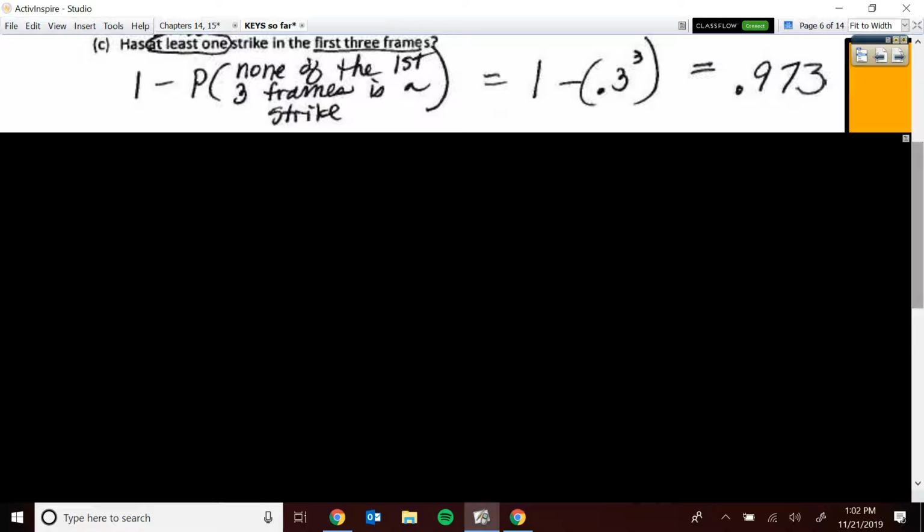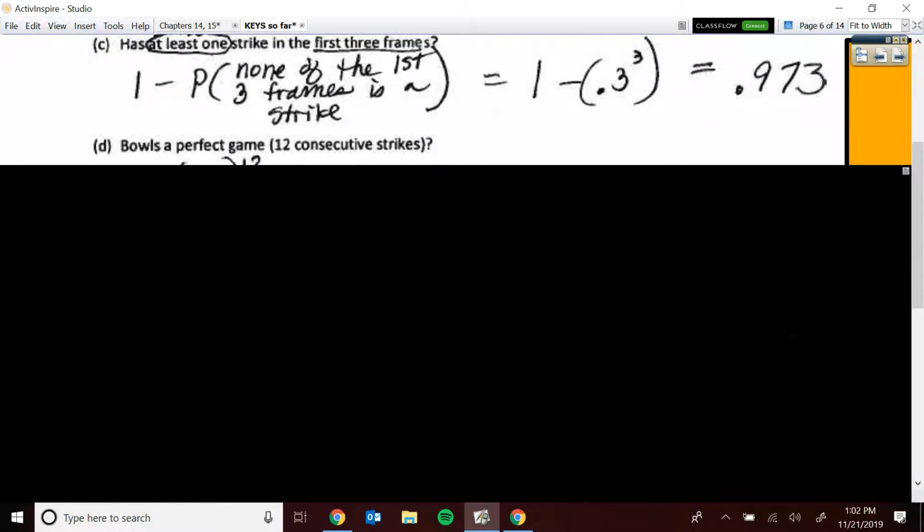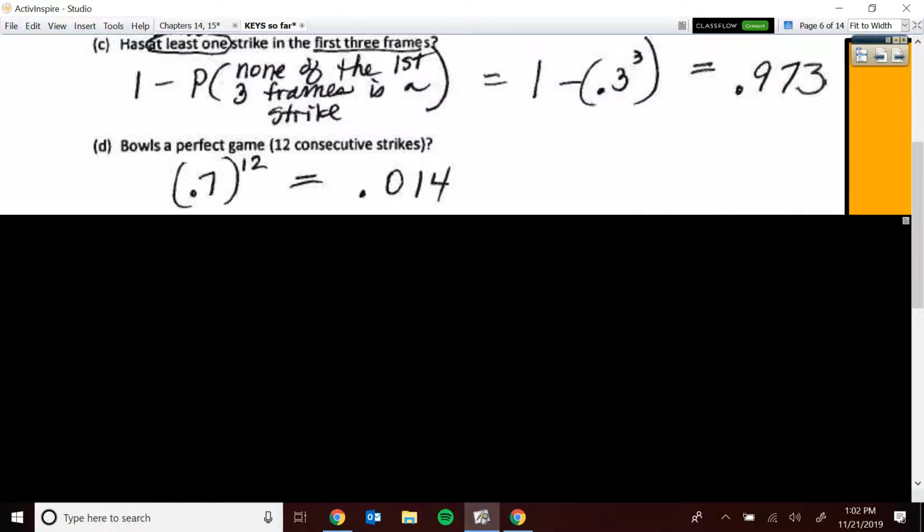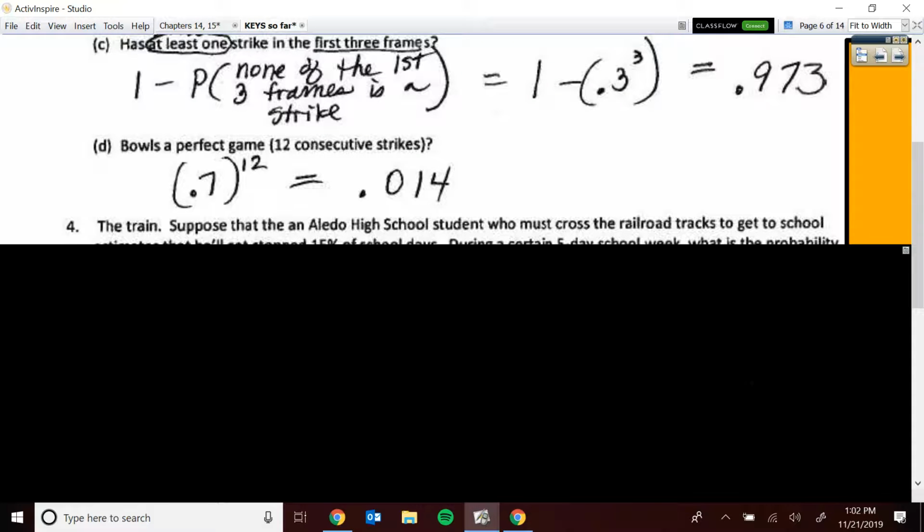Okay, next is a perfect game. So 12 strikes, that's 0.7 to the 12th, 0.014. Okay. Here's the next one.